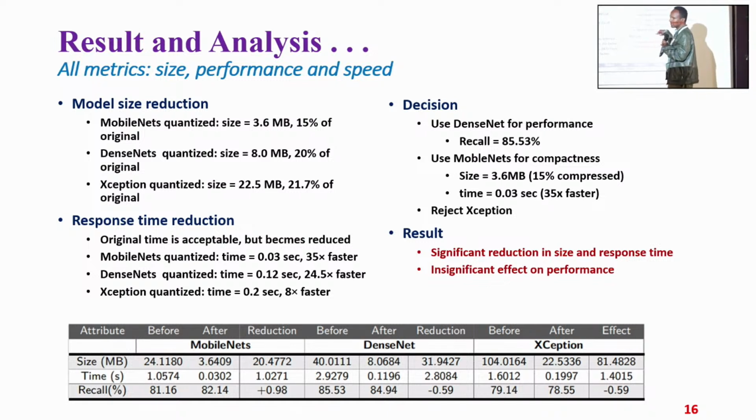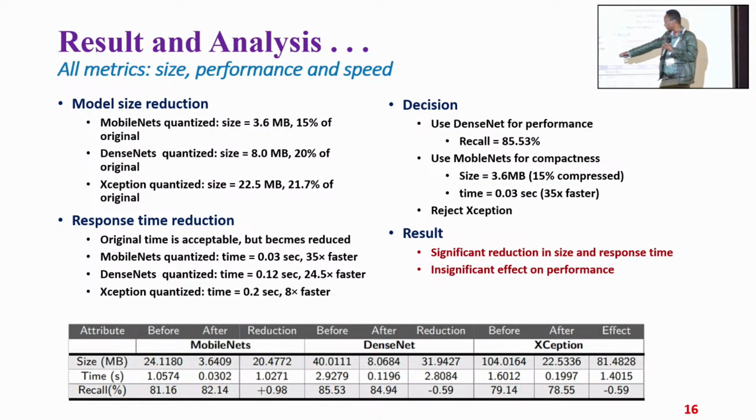So regarding the three metrics, if we want to prioritize performance, we should use DenseNet. If we prioritize model size, we should use MobileNet. That is the trade-off we solved there. So this is a very important slide. So we reject Xception because we didn't get any benefit regarding model size and accuracy in both ways.